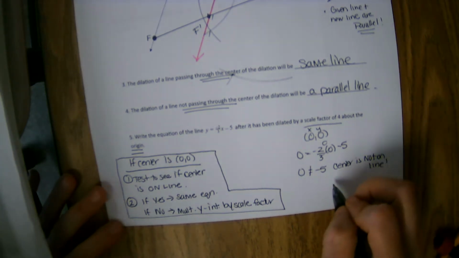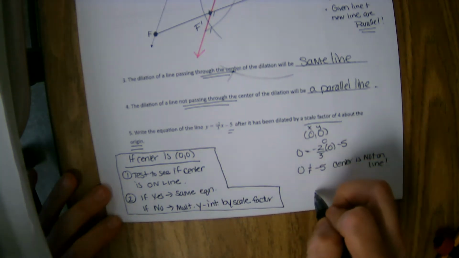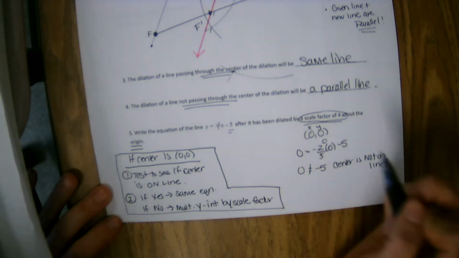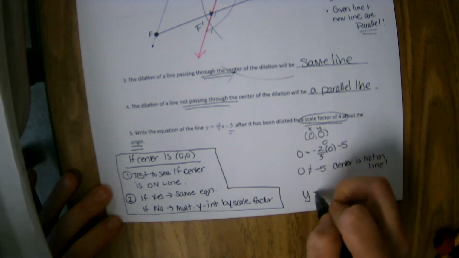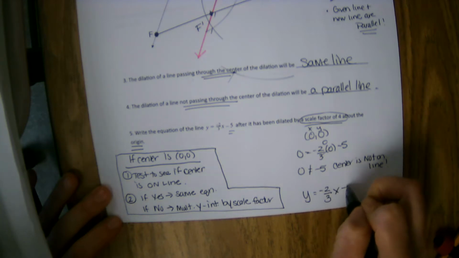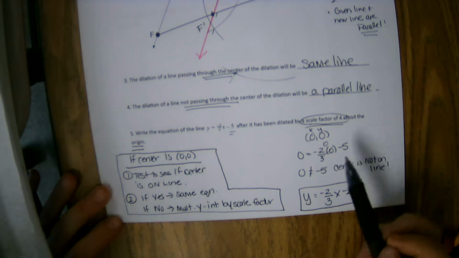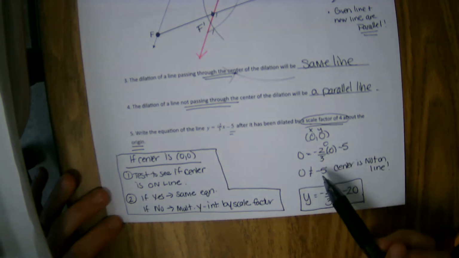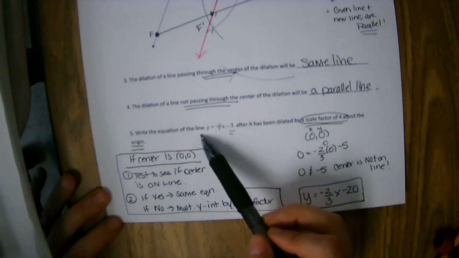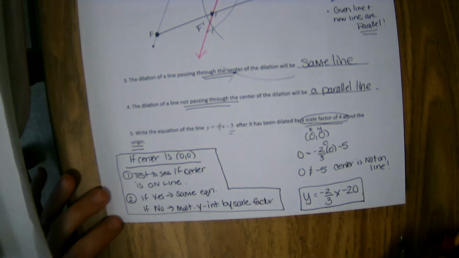So if that's the case, then we're going to take our y-intercept, in this case negative 5, and multiply it by our scale factor of 4. So our slope stays the same, negative 2/3 x, negative 5 times 4 would give us negative 20 for our final answer. If we ended up with a true statement like 0 equals 0, then our answer would have just been y equals negative 2/3 x minus 5. It would stay the same exact equation.